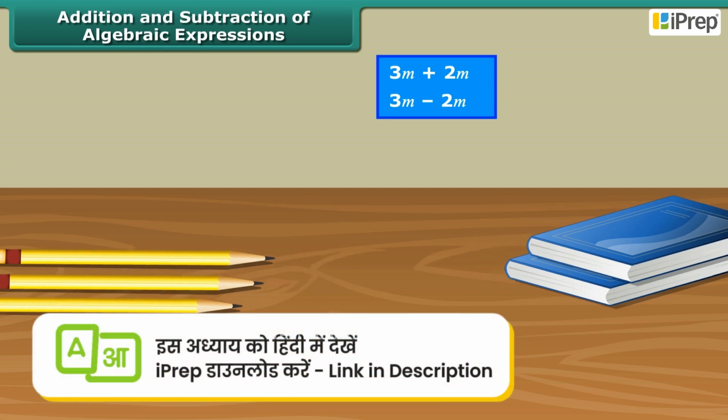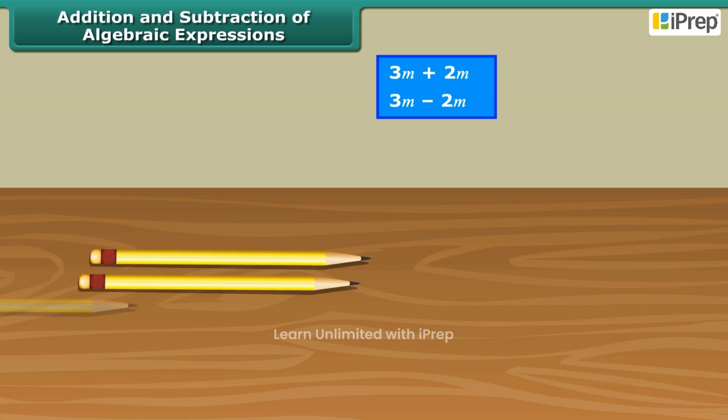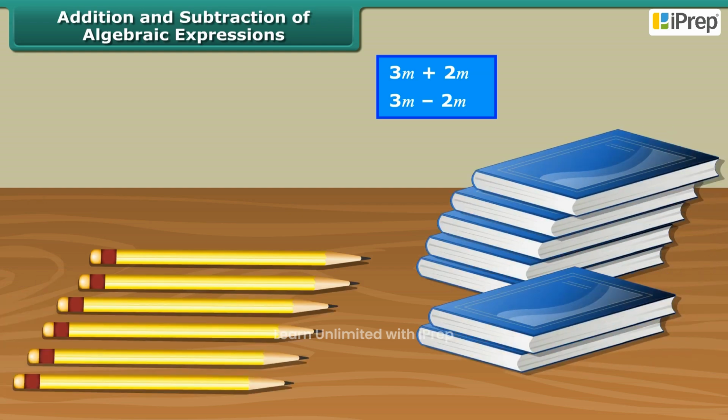Now, if we get another 3 pencils and 5 books, altogether, we now have 6 pencils and 7 books. Now again, we can't combine these objects since they are different.